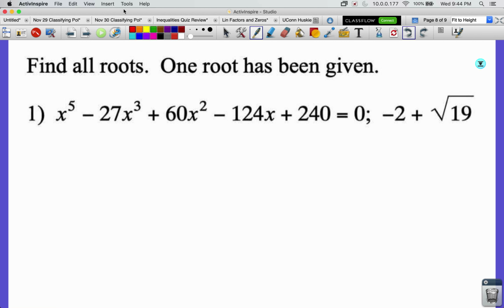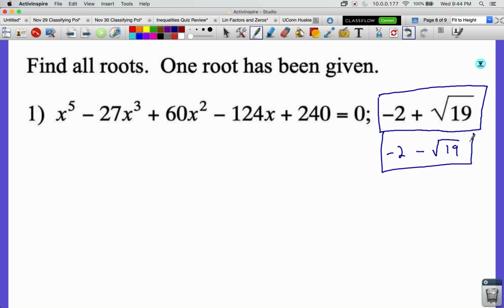All right, and so the conjugate root theorem leads us to problems like this. Find all roots, one root has been given. Well, if one root has been given, but it's an irrational root, then really two roots have been given because the next one is so easy to find. You just flip that middle operator, and we get this one for free.